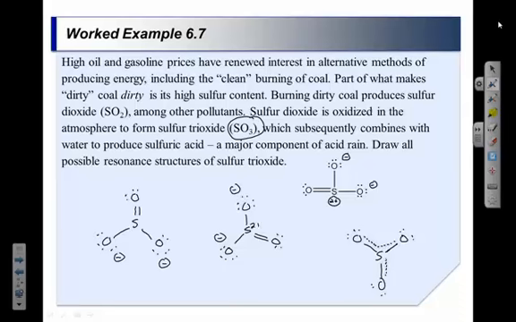In each one of my individual contributors, the sulfur has a 2+, so that has an overall 2+. That makes it a little bit unstable and reactive. That's why if I react it with water, it produces sulfuric acid, because it's not a stable structure when it has so much formal charge. How much actual formal charge does each oxygen carry?